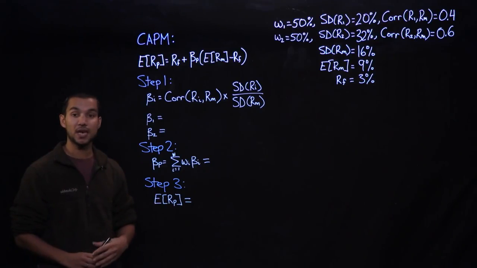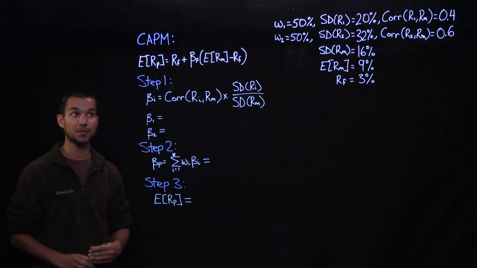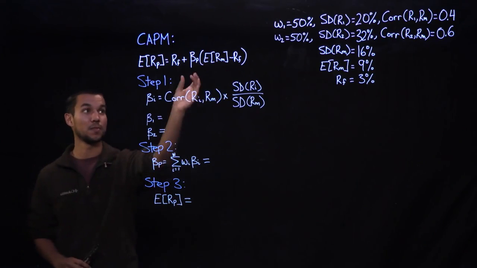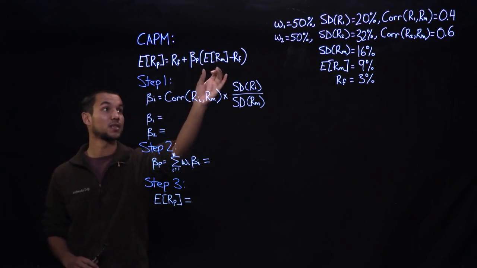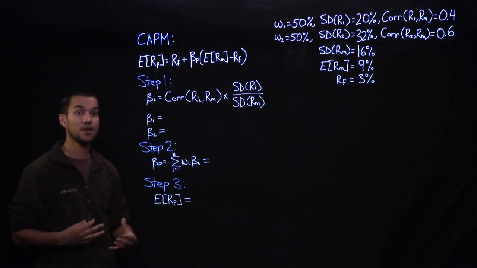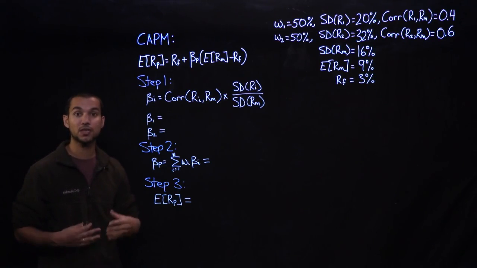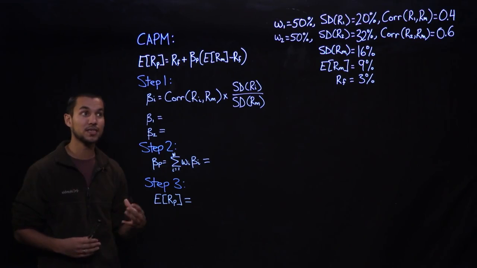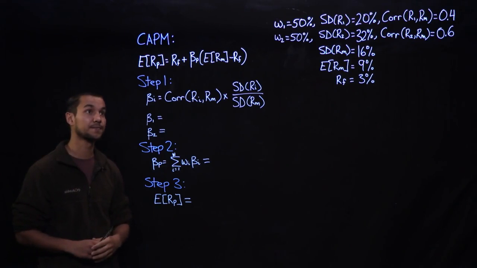In this example, we're going to see how the capital asset pricing model, the CAPM, can be used to estimate the expected returns of a portfolio. Recall that the CAPM says that the expected return of a portfolio can be decomposed into two pieces, the risk-free rate and the risk premium, where the risk premium is given by the beta of the portfolio times the expected return on the market minus the risk-free rate. Recall that beta is a measure of this portfolio's systematic risk. It essentially measures this portfolio's sensitivity to market fluctuations.